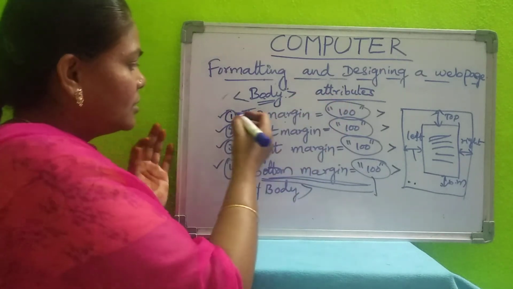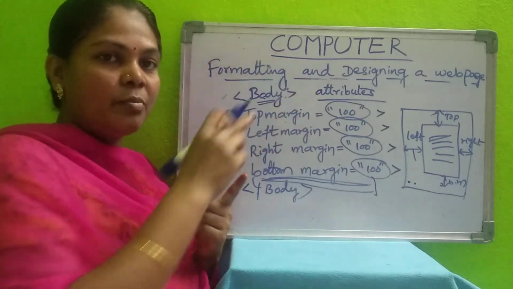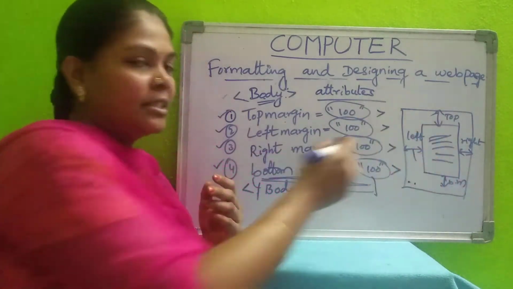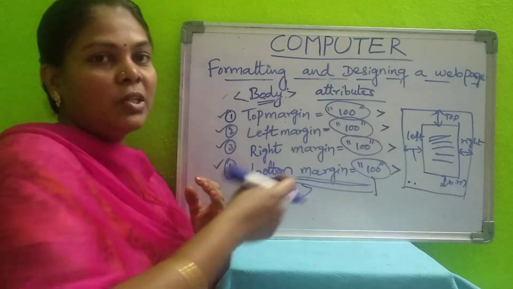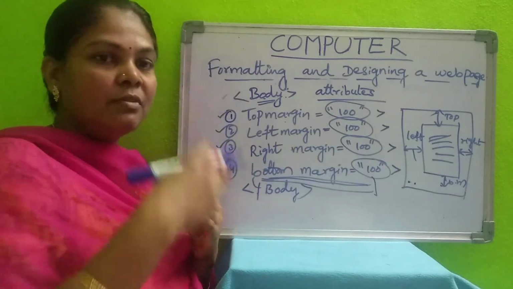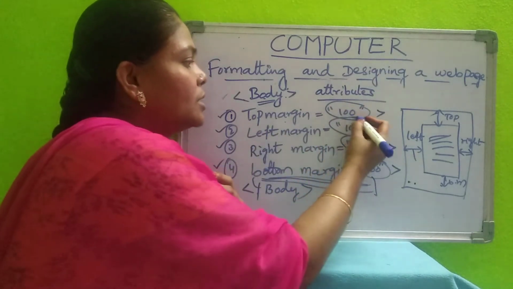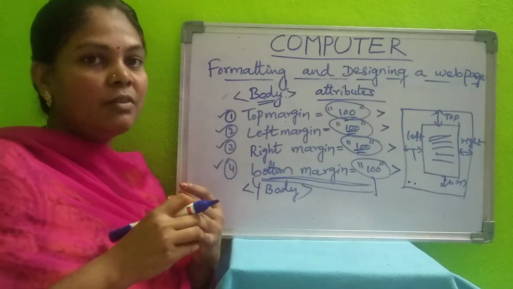And what are the attributes in the body? To give the margins, we can give top margin, left margin, right margin, and bottom margin for the text. In a Word document also we mention margins, and in the same way we can mention the margin here. We write the numbers in double quotes. Whatever units you mention, that gap will be given for the text in the web page.